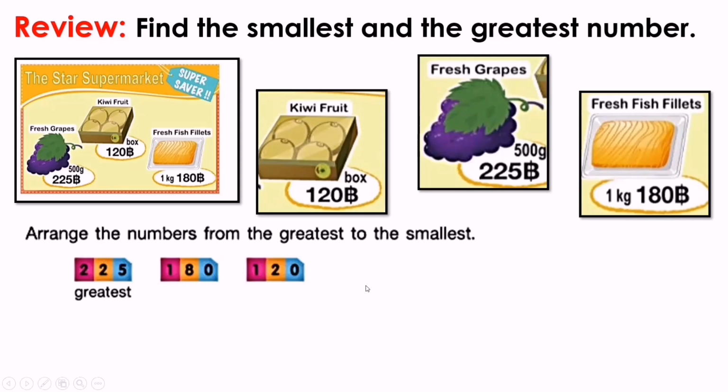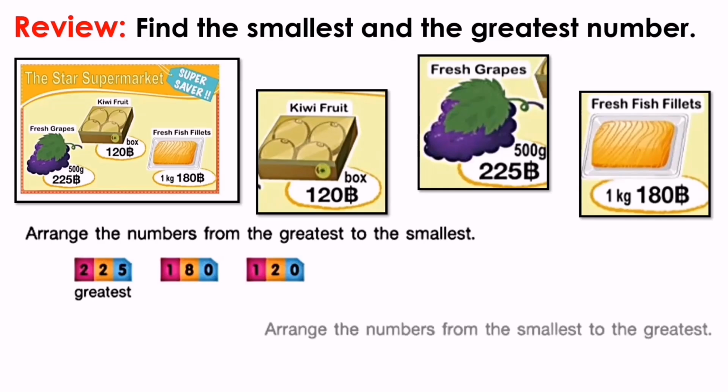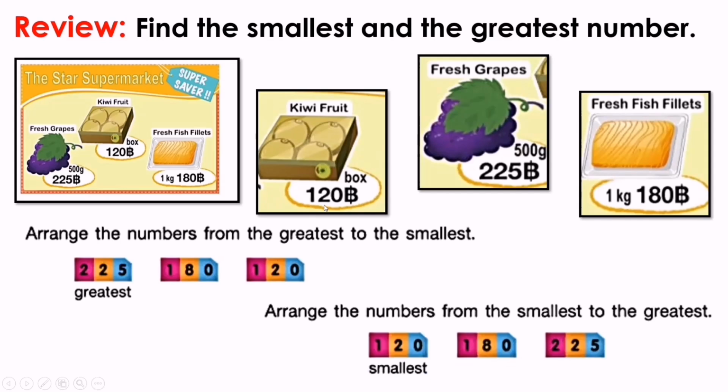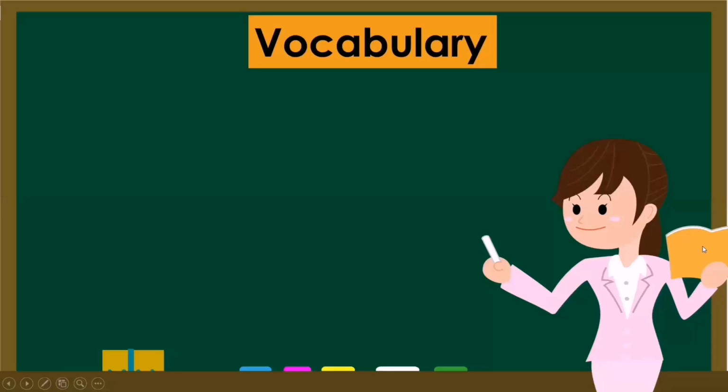Okay, so next, let's arrange the numbers from smallest to the greatest. Okay, so which is the smallest number here? It is 120, followed by 180. The greatest number is 225. Okay, so that is comparing and ordering numbers from smallest to greatest and greatest to smallest. Okay, so let's proceed now to our topic.